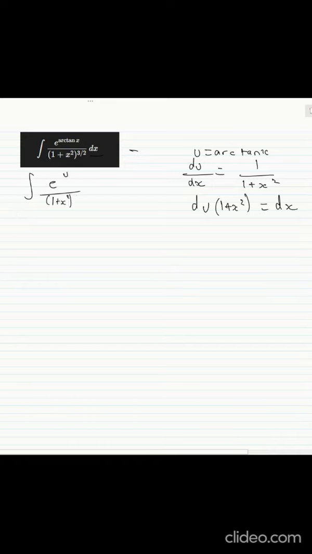And now when we put this back into the integral, we get e to the power u upon (1 plus x squared) to the 3 by 2, into du times (1 plus x squared). When we cancel this 3 by 2 with one power, we get e to the power u upon the root of 1 plus x squared du. But you notice we still have the 1 plus x squared in the denominator, right? So we want to make that in terms of u.